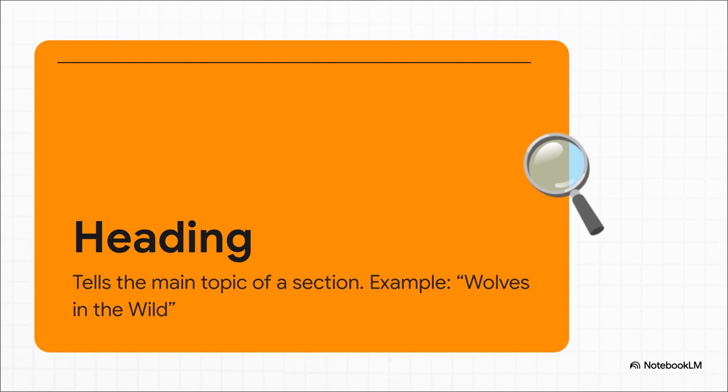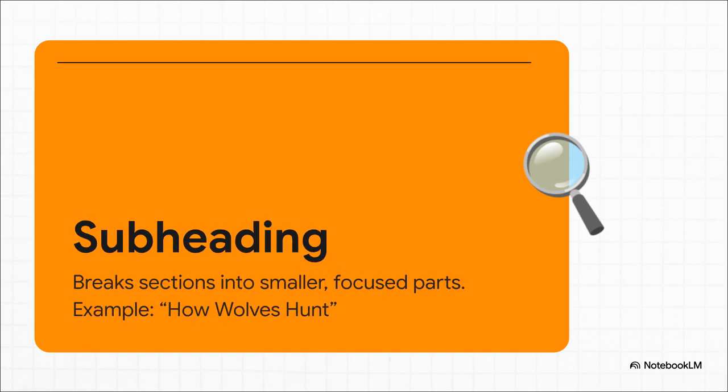First up, you've got the heading. This one's easy. It's basically the title of a mini chapter. It shouts out the big picture topic you're about to dive into, something like Wolves in the Wild. Then, right under that, you'll often find a subheading. This little guy takes that big topic and breaks it down into smaller, more focused pieces. So under our Wolves in the Wild heading, you might get a subheading like How Wolves Hunt. It just zooms you in on a specific detail.